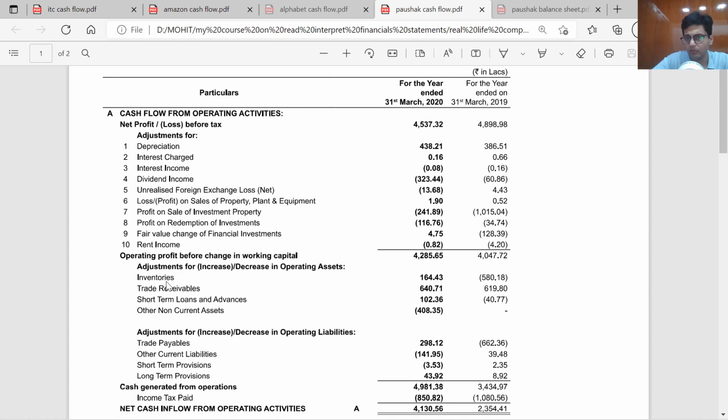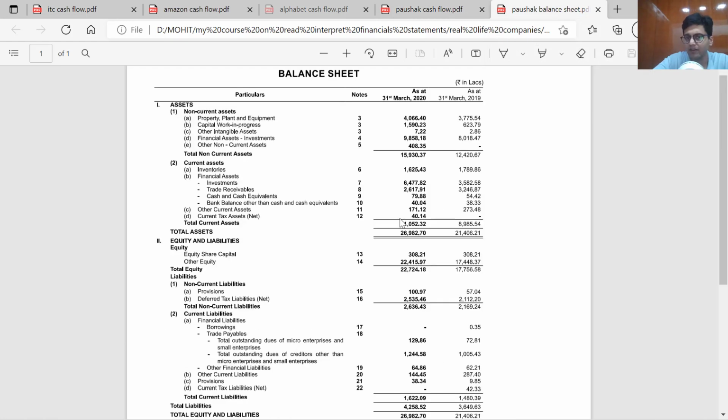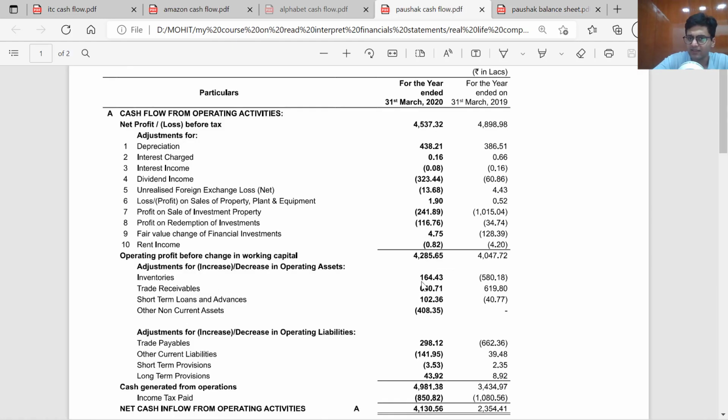So the first one is inventories. It says inventories, and here it's plus. That means that inventories have basically reduced. Why do I say that? Because if the current assets have been reduced, then it will result in an increase in our cash flow, which is the case here. And this can be confirmed when you go to the Poshak balance sheet. In the balance sheet, we can very clearly see that the inventories have reduced from 1789 to 1625. So this difference of inventories is basically written as decrease in operating assets and written here.